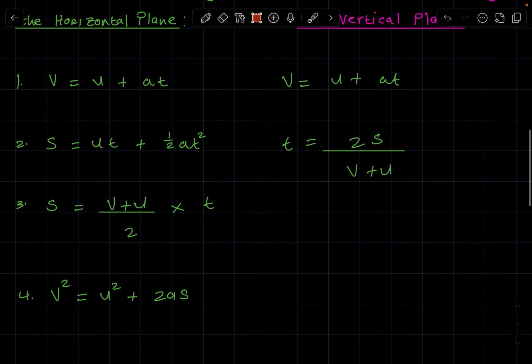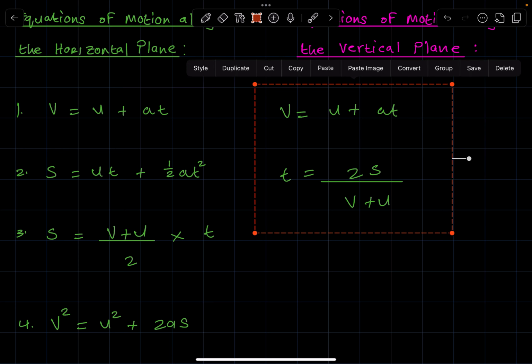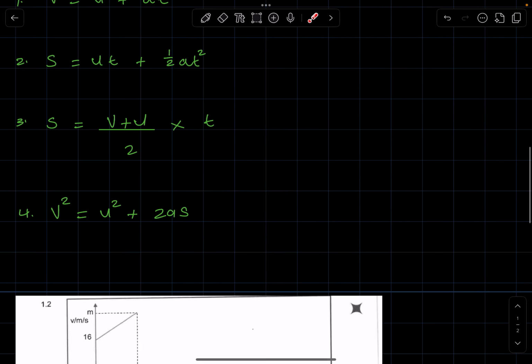Now, if you look at the fourth equation, it doesn't have t. So now you have the option of an equation that doesn't necessarily need time. You can use this equation to calculate any one of these quantities if you haven't been given time.